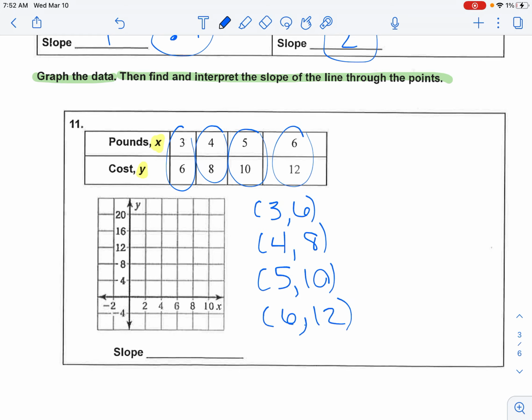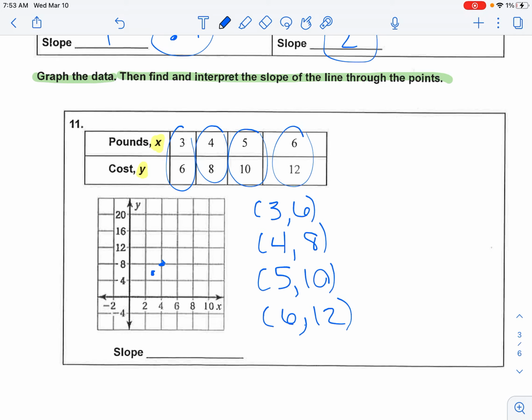Okay, so 3, 6. So 3 on the x is here, 6 on the y is here. So that point would go in the middle. I'm going to erase my little markers. I should not leave those on there. 4, 8. So 4 on the x, 8 on the y. Those two meet right there. I'm going to erase my markers.